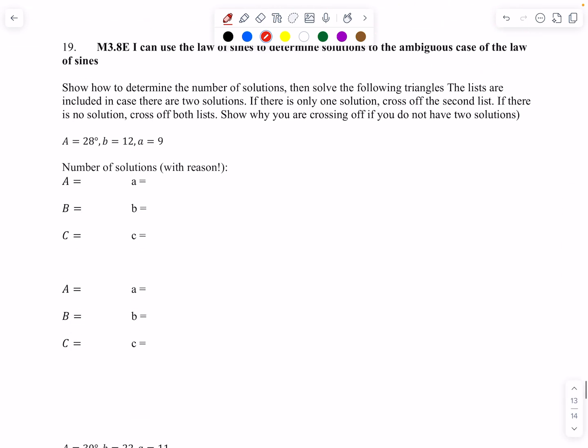Okay. I'm only going to do 2 of these. Oh my gosh. So, we have angle A, so we pin it with side B. So, dang it.